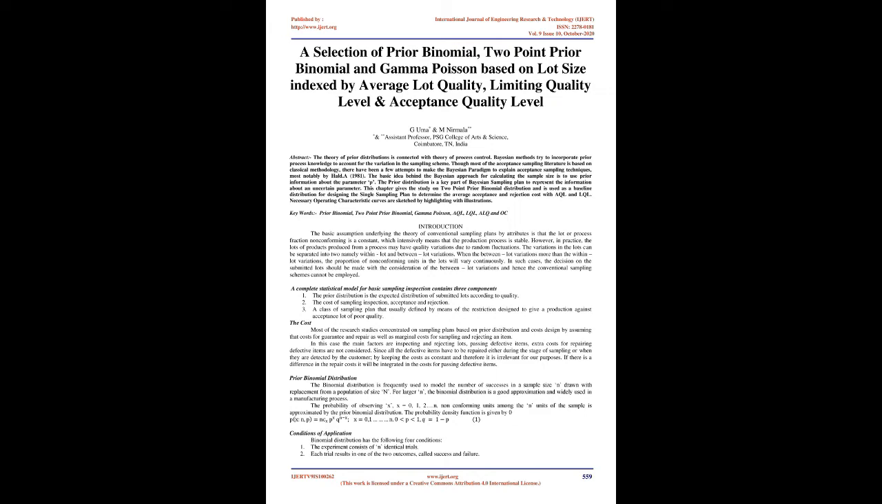A complete statistical model for basic sampling inspection contains three components. 1. The prior distribution is the expected distribution of submitted lots according to quality. 2. The cost of sampling inspection, acceptance, and rejection. 3. A class of sampling plans that is usually defined by means of restrictions designed to give protection against acceptance of lots of poor quality.